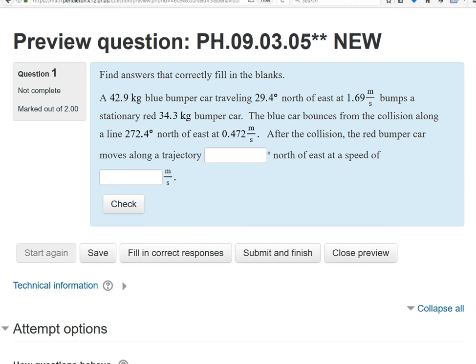Wait, is it assuming that it's perfectly elastic? Yeah, we have to assume it's perfectly elastic or we can't do it. Right, if we don't know how much energy is lost, we're sunk. They'd have to give us either a percentage of the energy loss or we'll assume it's perfectly elastic. Right.